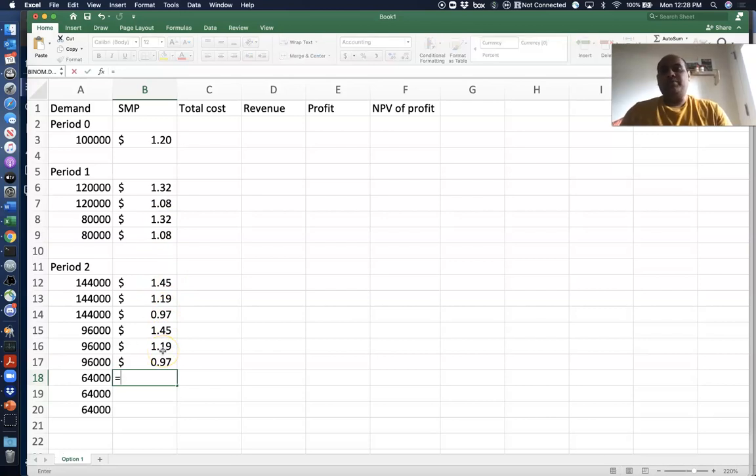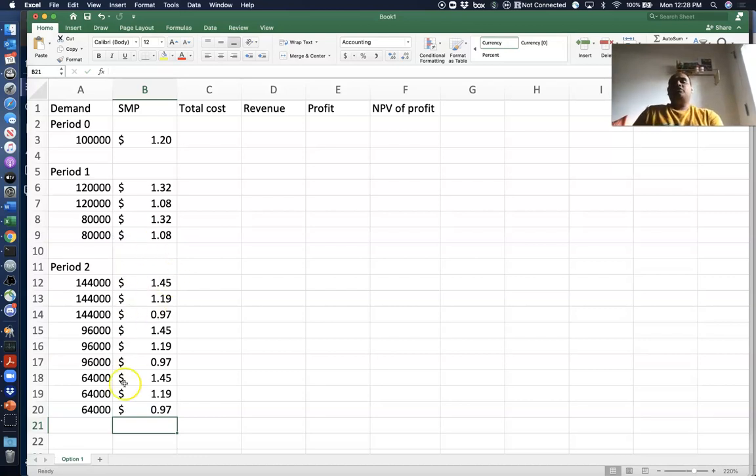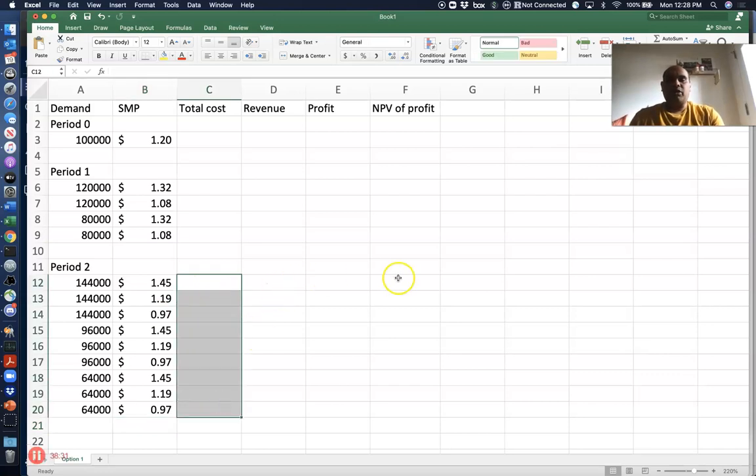We can even type them up. If you calculate these by hand, you can just type these up too. I'm just trying to keep everything a bit kosher. Decrease and 10% decrease. So these are the 9 possibilities in period 2. So what we'll do is we'll calculate the total cost, we'll calculate the total revenue and profit and everything, and then take it from there.